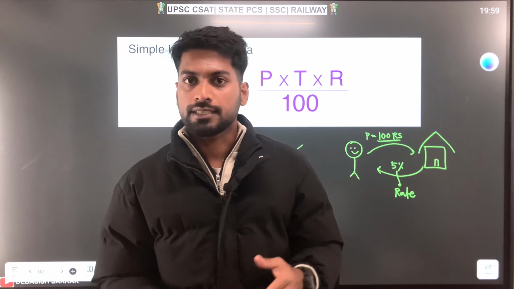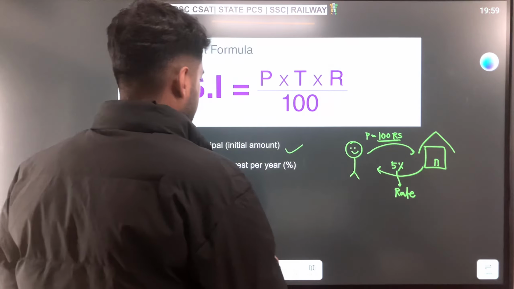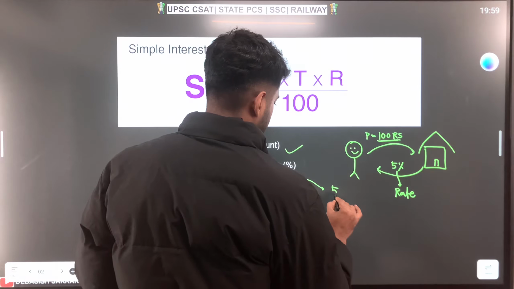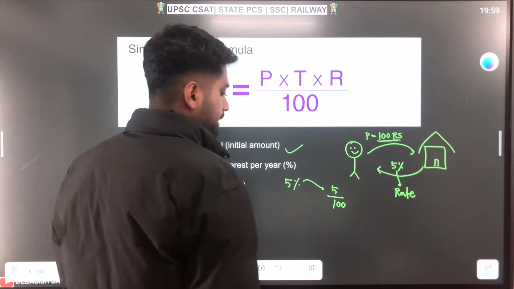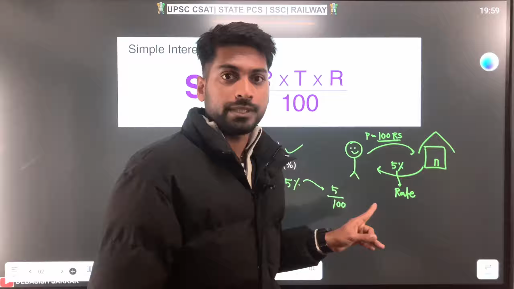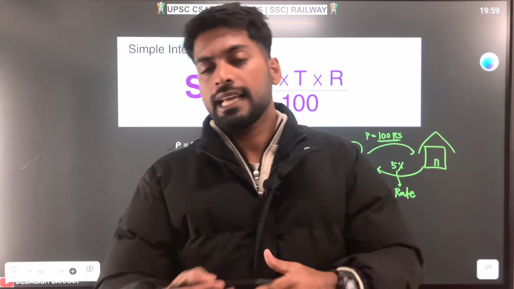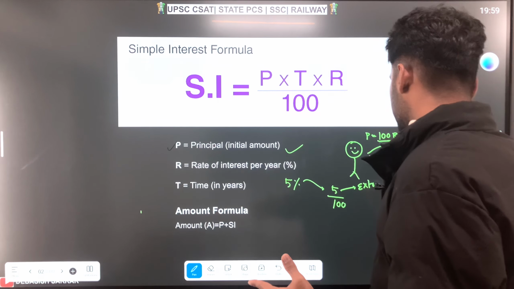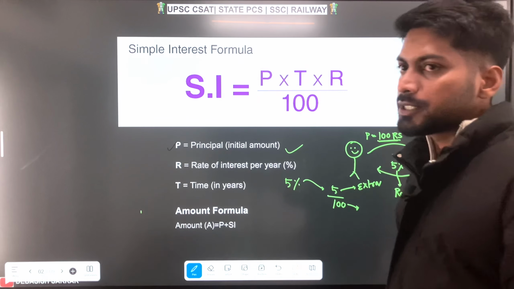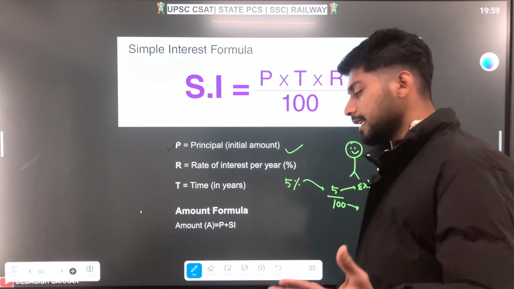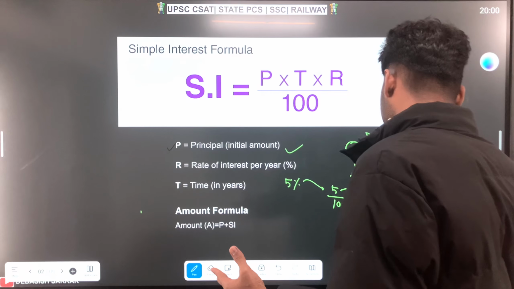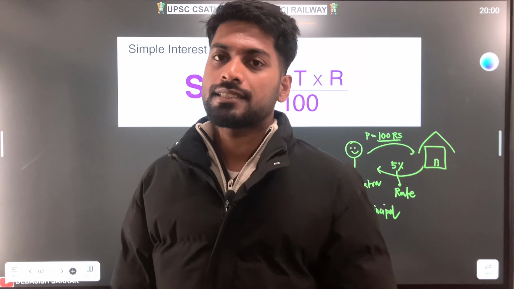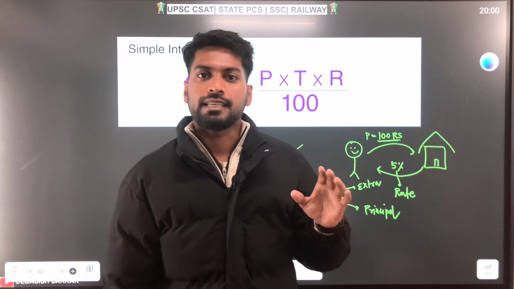Now decode this. What does it mean? Rate 5%. 5% means 5 by 100. It means if you are taking 100 rupees from somewhere, bank or anywhere, you have to pay 5 rupees extra. If you are taking 100 rupees from somewhere, you have to pay 5 rupees extra. So this is your principal, 100 rupees, and that is your extra. Extra means here it's your simple interest.